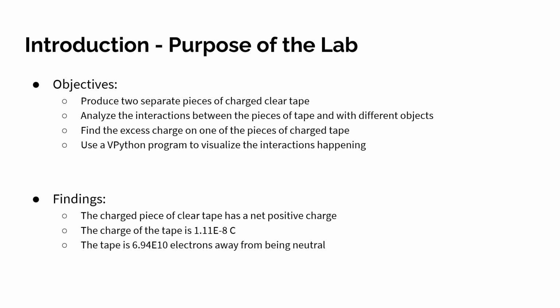The findings from this lab were that the charged piece of clear tape had a net positive charge, and the charge on that tape was 1.1 times 10 to the negative 8th coulombs, and the tape is 6.94 times 10 to the 10th electrons away from being neutral.